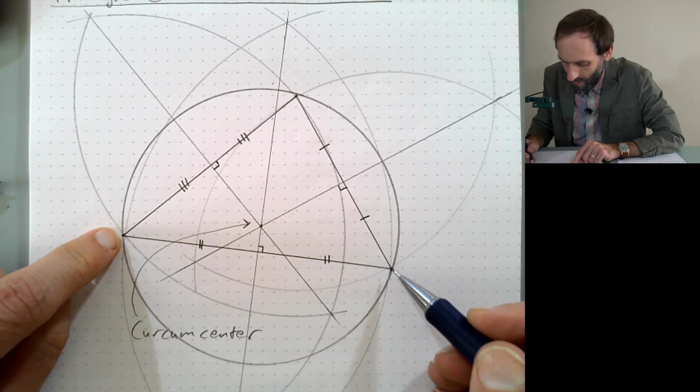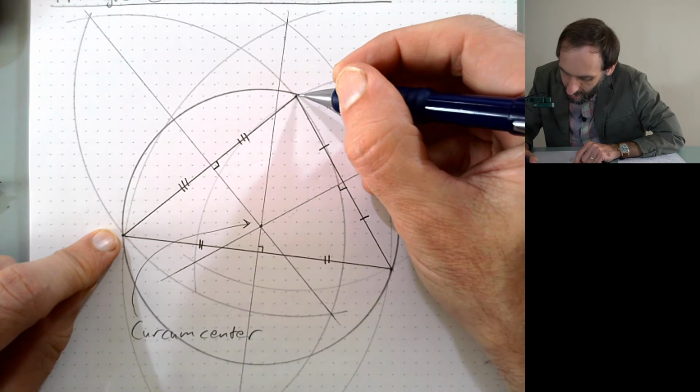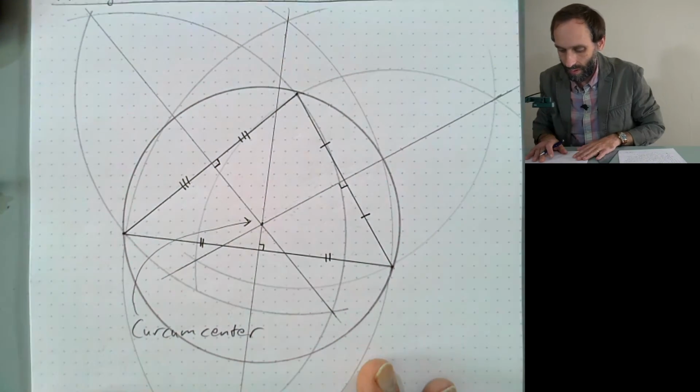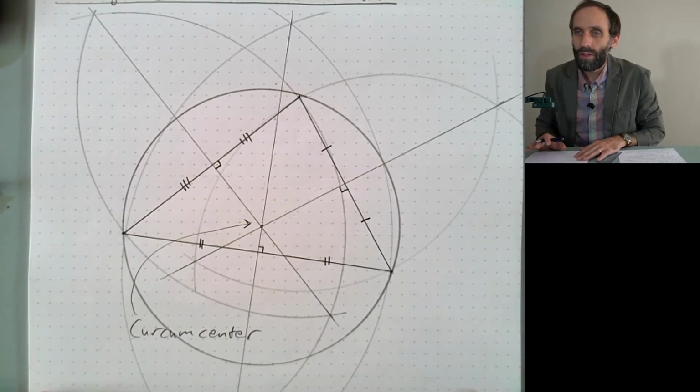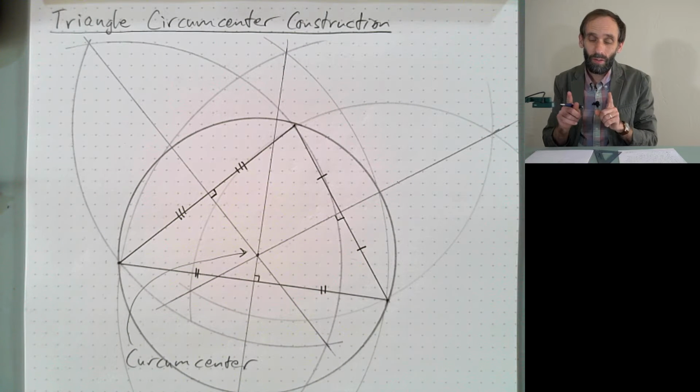Now I did a pretty good job. It looks like it touches these two, but maybe just missed that one. There might be just a little bit of daylight there, but not too bad. So that's the circumcenter construction. Now we're going to move on to the proof of the circumcenter.